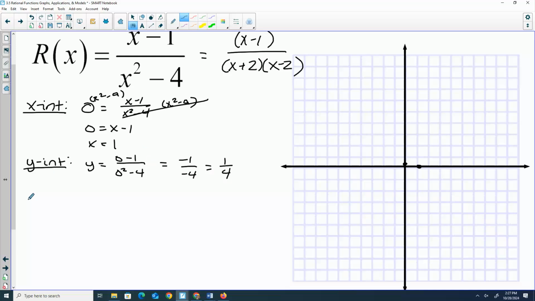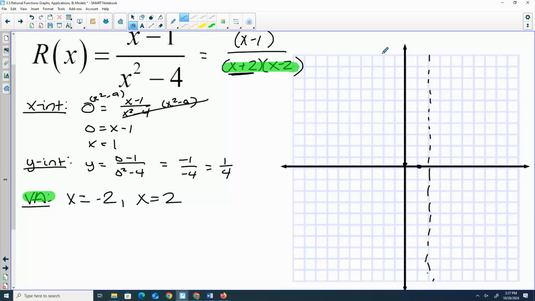Alright, then we do all of our asymptotes. So vertical asymptotes. This is also another benefit of factoring. It's x equals what makes the bottom 0. So what makes x plus 2 equal to 0? -2. And what makes x minus 2 equal 0? 2. So we have two vertical asymptotes. We draw those as dashed lines. We have a dashed line at +2 and -2.